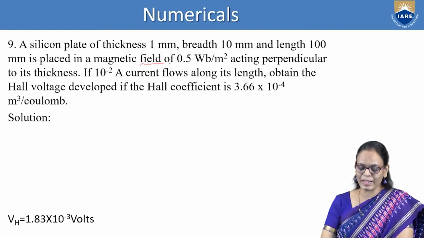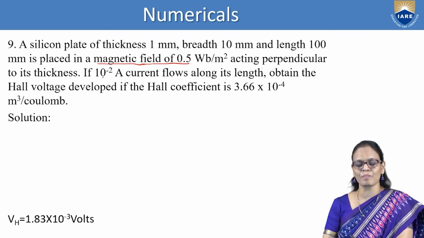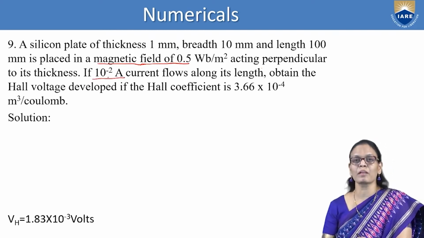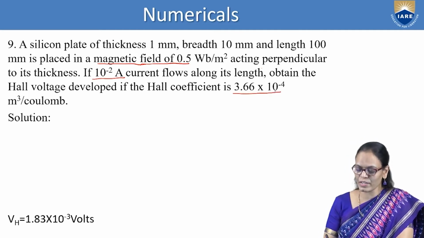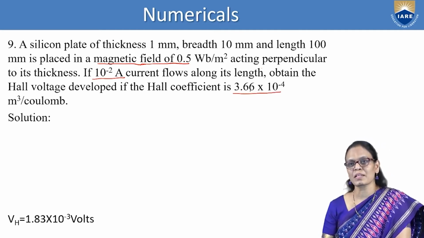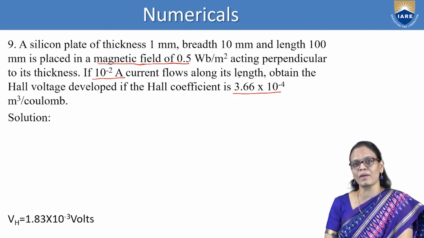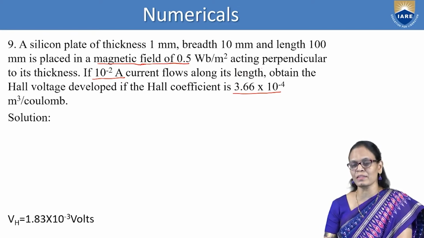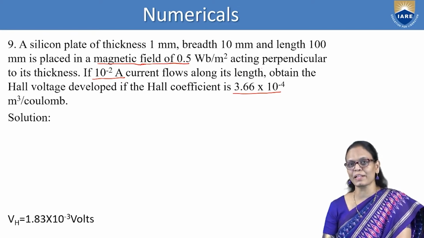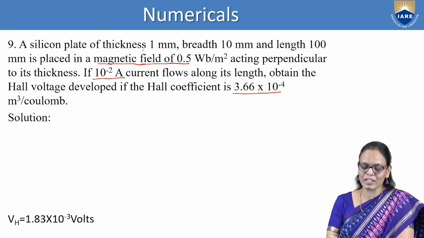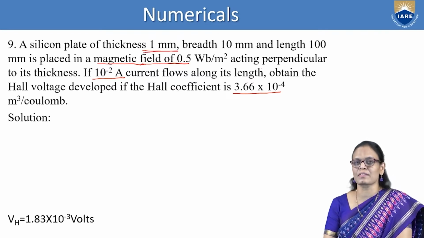So we are given the magnetic field 0.5 Weber per meter square. We are given the current 10 power minus 2 ampere. Given the Hall coefficient 3.66 into 10 power minus 4. And what is mentioned here is the current flows along the length. So this also we should know. If the current flows along the length, along the breadth we apply the magnetic field. So a Hall voltage will be developed along the thickness.